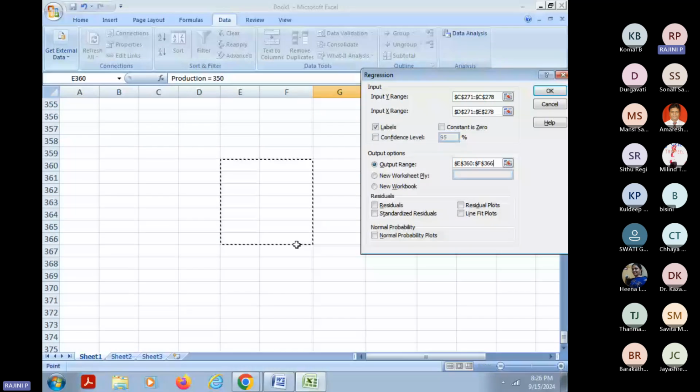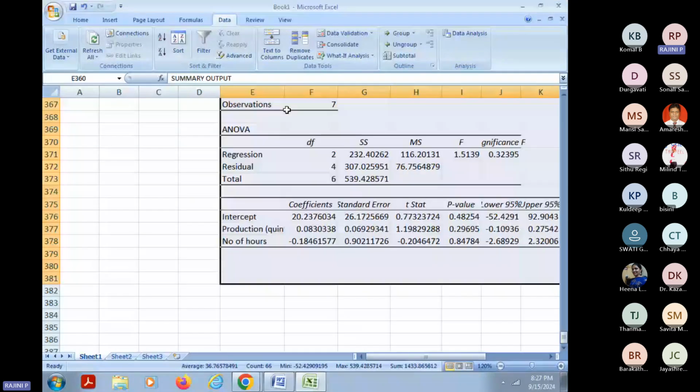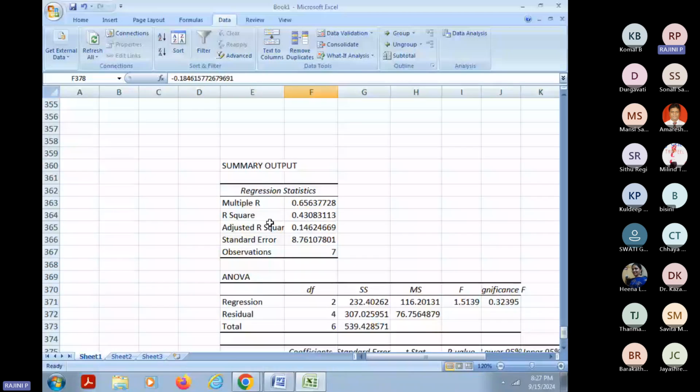Now you just see here, you are having the intercept, production, and number of hours. So remember, another way of increasing the R square is increasing the number of independent variables.